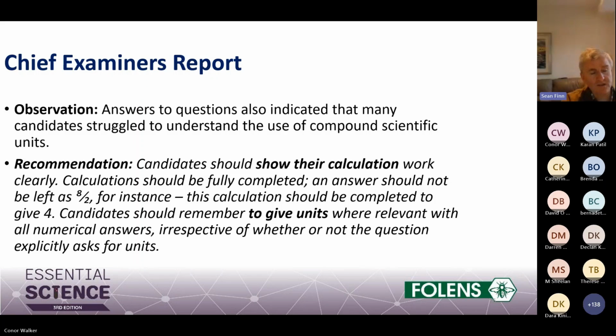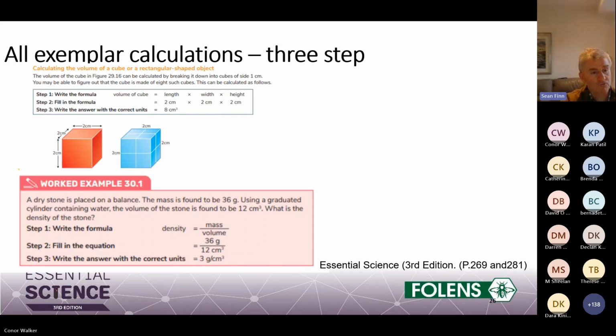In the next slide, we'll see that we advise students to do it in a 3-step format: write the formula, fill in the formula, and write the answer with the correct unit. As you know, half the marks often are obtained by putting the correct unit. So if they showed their method and wrote 10 here, it might be 5 out of 6 marks. It would be a mathematical slip. So again, we're writing the formula, filling in the equation, and writing the answer.